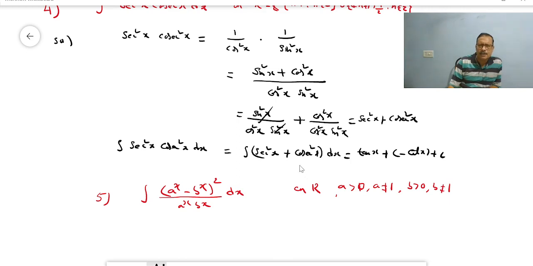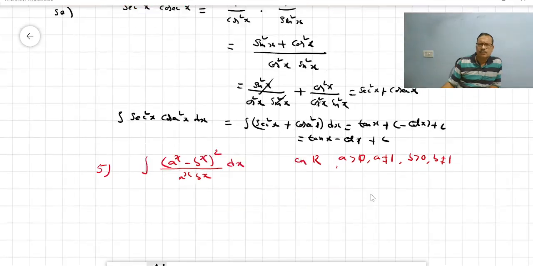Tan x minus cot x. Just we have split this one. So 1 by cos square x is secant square x, 1 by sin square x is cosecant square x. Integral of secant square x is tan x. Integral of cosecant square x is equal to minus cot x. This is equal to tan x minus cot x plus constant.